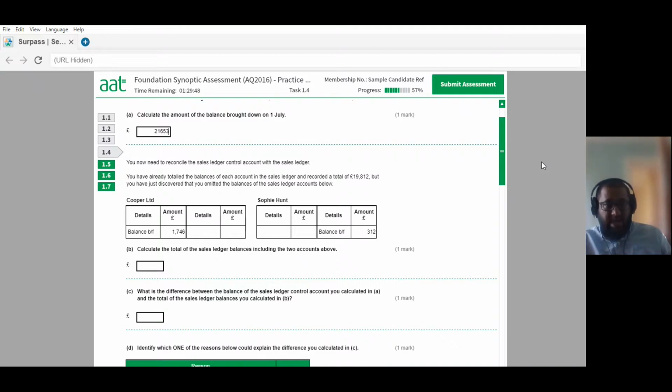The new balance now, 19,812 plus 1,746 minus 312. That should give you a balance of 21,246. Okay, but they're asking you what is the difference now. The difference is between those two. That minus 21,653 is going to be the amount of 407 pounds.